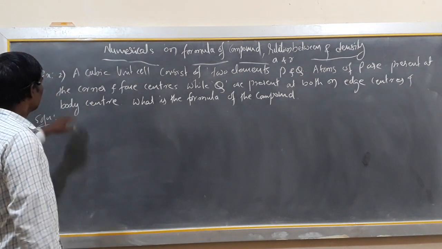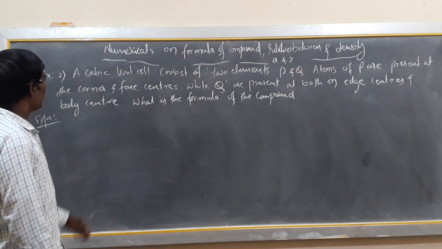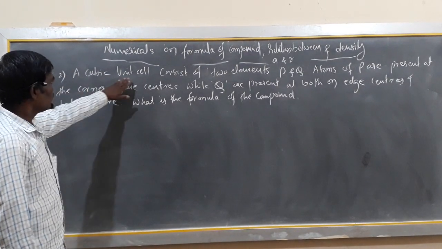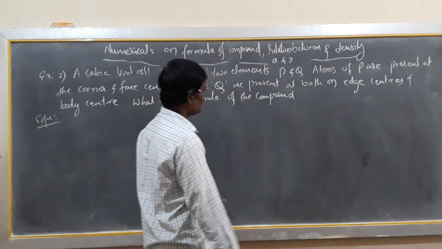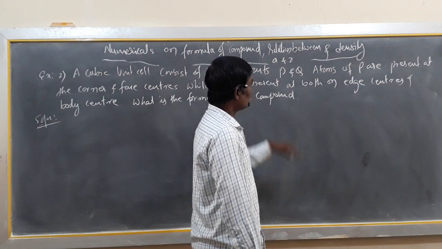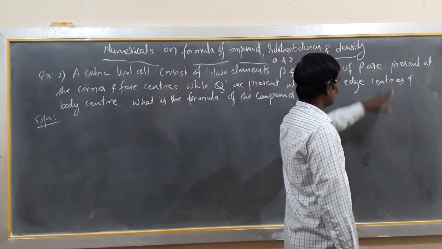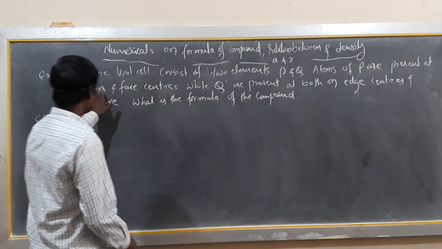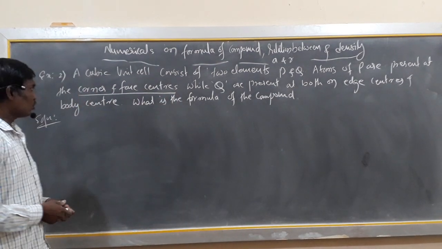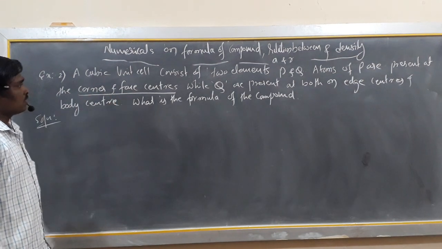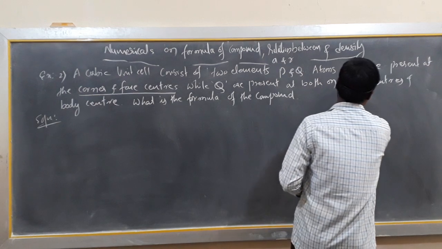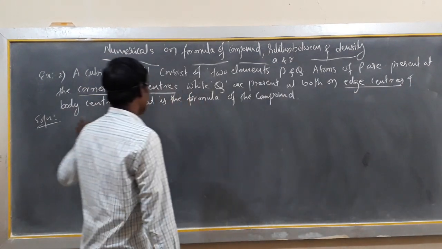Okay, next, the second example is also on the formula of the compound. Let me read that example. The cubic unit cell consists of 2 elements. It's a unit cell made up of 2 elements, which I'm defining as P and Q. The atoms of P are present at the corners and the face centers. See, the atoms occupy both positions, corners as well as face centers, while the Q particles are present on the edge centers and the body center.